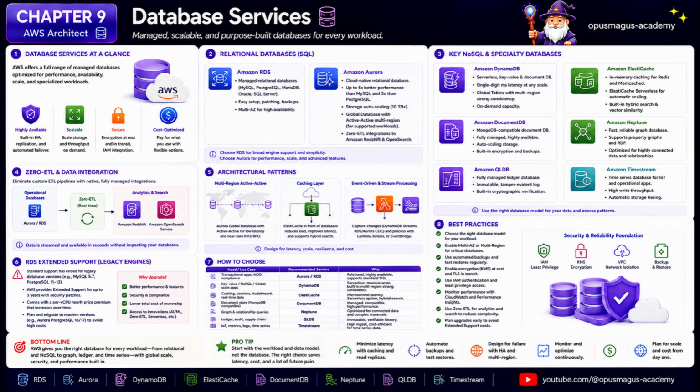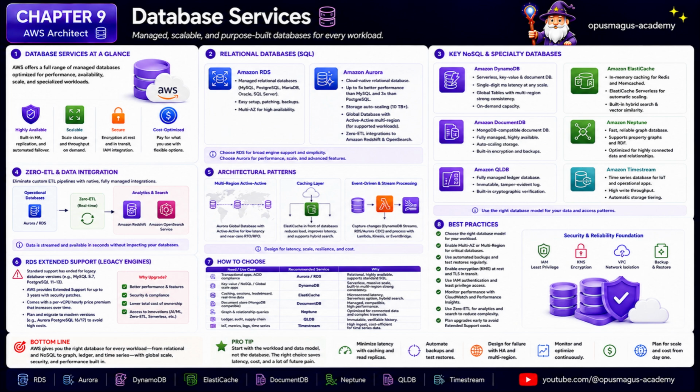ElastiCache Serverless reduces some of the old sizing burden by allowing capacity to scale more automatically. Caching has also become more capable, with search and vector-related patterns increasingly appearing in memory-first systems. Still, the core design question remains the same. What happens if the cache is empty, stale, overloaded, or unavailable? A senior engineer designs the cache as an acceleration layer, not as a hidden single point of failure.